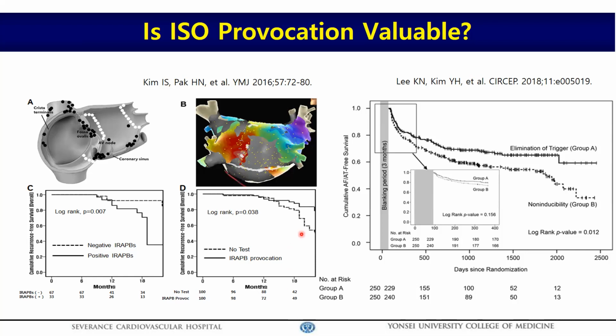The answer is yes. Kim In-soo reported that isoproterenol provocation and trigger ablation shows a better rhythm outcome than just finishing the case without isoproterenol provocation. However, 12% show extra PV triggers after isoproterenol provocation, and those with extra PV triggers show a worse rhythm outcome than those without triggers. Lee Kwang-no published excellent randomized clinical trials which prove the value of isoproterenol provocation and extra PV trigger ablation.